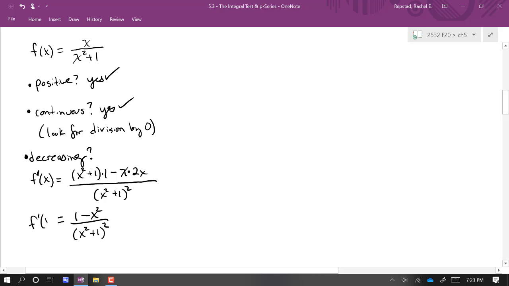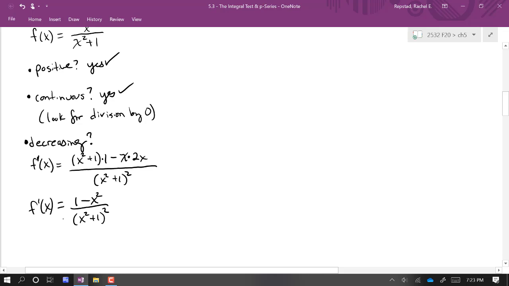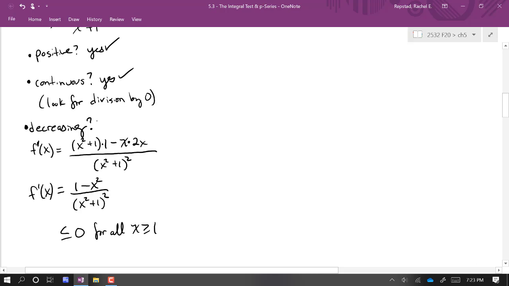So here's our derivative. Now the denominator is always positive because we're squaring some stuff. The numerator is less than or equal to 0 as long as x is greater than or equal to 1. So that means we can answer yes to this. Now that we've answered yes to all three of these questions, it'll be worth our while to set up the improper integral and see what happens.